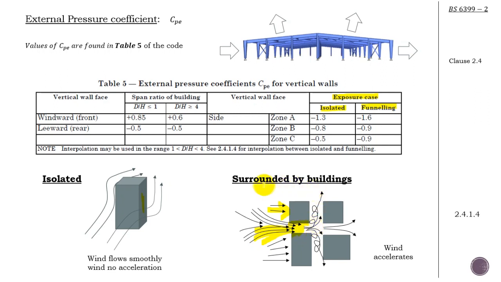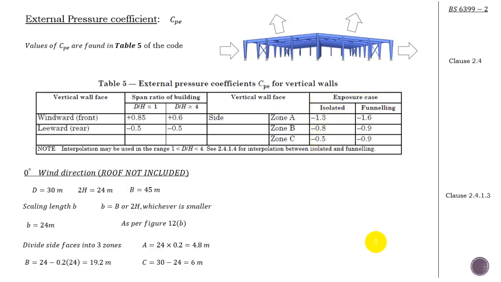Okay, so well, this doesn't really explicitly explain the funneling effect, but if you get back to clause 2.4.1.4, then it defines pretty well the funneling, whether you have to consider it or not. But for my case, I'm just going to consider my building to be isolated. Okay, that means I'm taking these values in this column. Alright, now I'm assuming my building to be isolated.